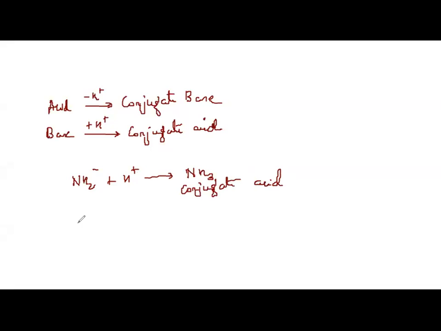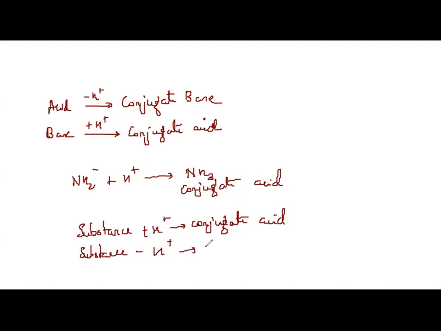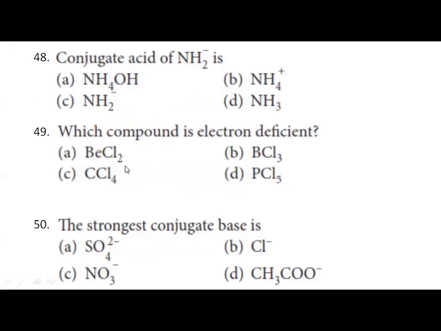So I can mention it like this also. You have a substance, you add one H plus ion, it will become the conjugate acid. You have a substance, you remove one H plus ion, it will become the conjugate base. You can remember it in either form. So which is the correct option? It is NH3, that is ammonia. NH3 is the correct option.